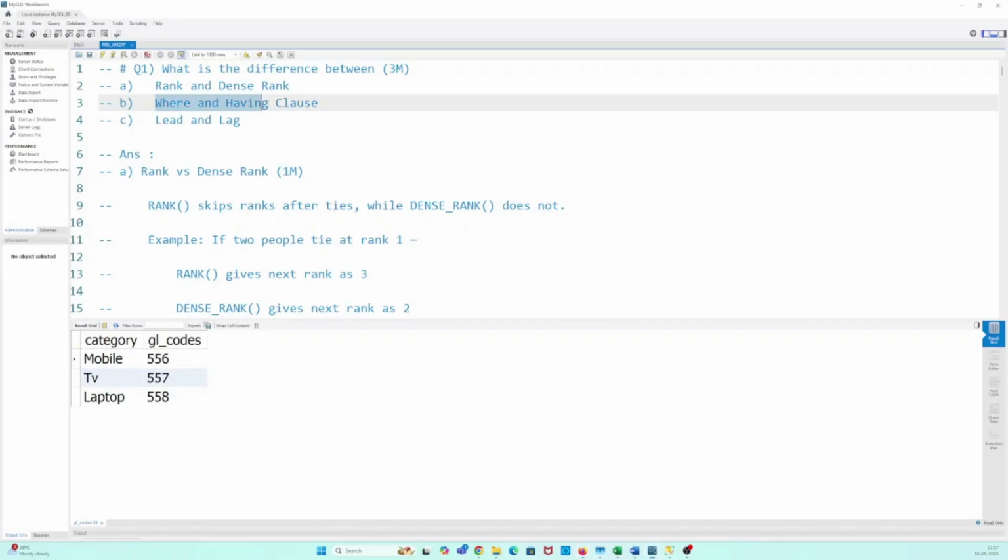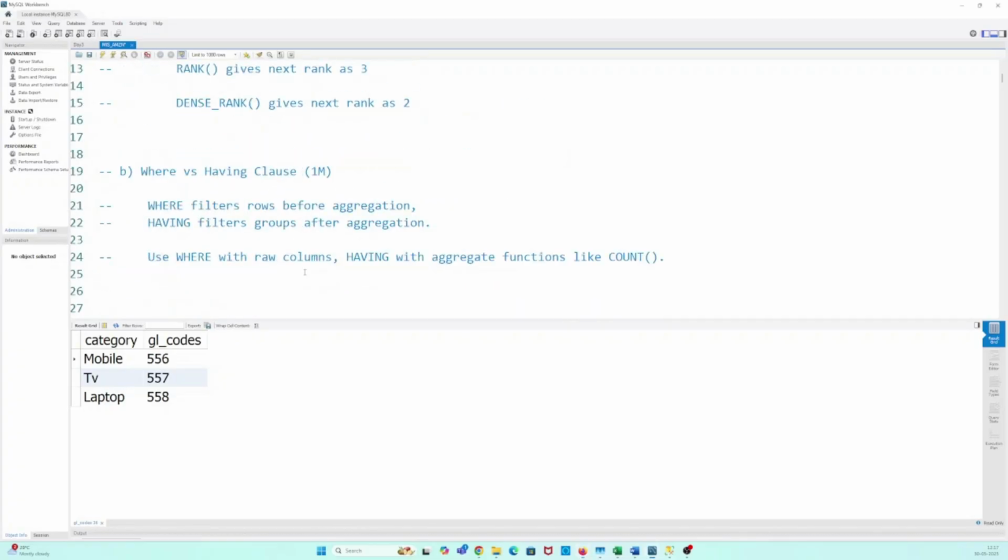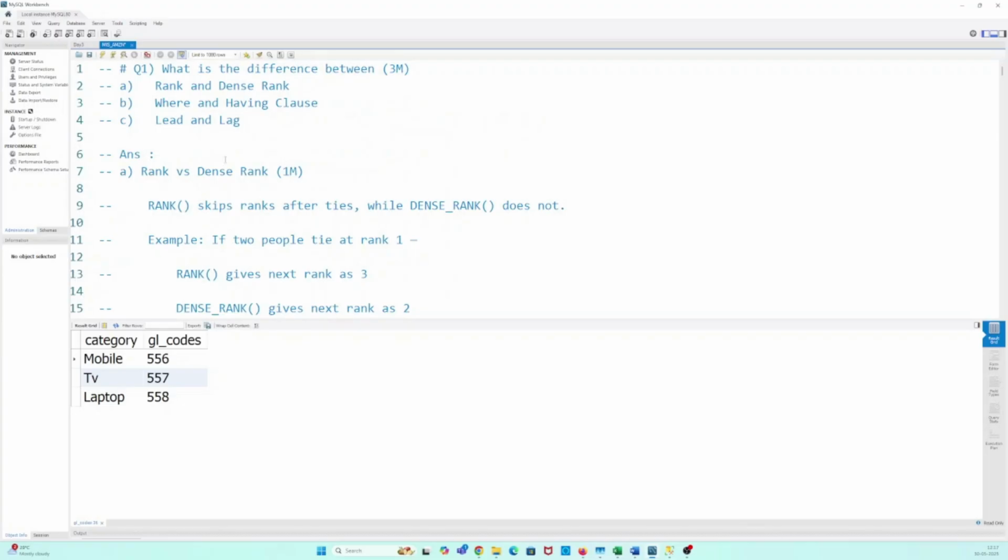Next question is, what is the difference between where and having clause? Where filters the rows before aggregation, having filters groups after aggregation. Use where with row columns, having with aggregate functions like count, min, max, average, etc. So for 1 mark, this much explanation would be sufficient.